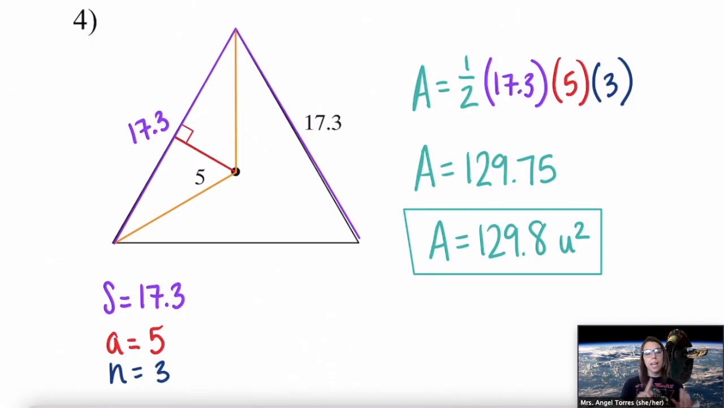I ended up with a side length of 17.3, an apothem of 5, and the number of sides, 3, which comes out to 129.75, but the directions did say to round to the nearest tenth, so that would be 129.8 square units.